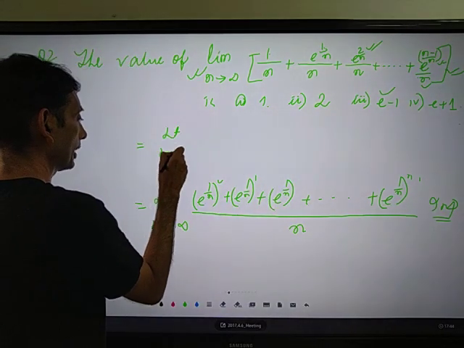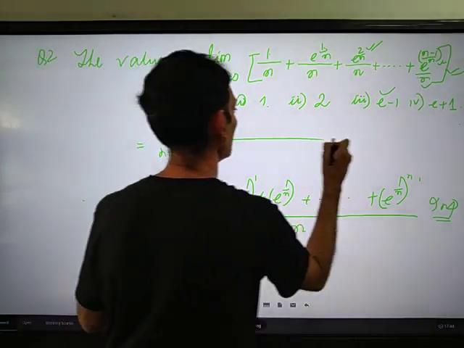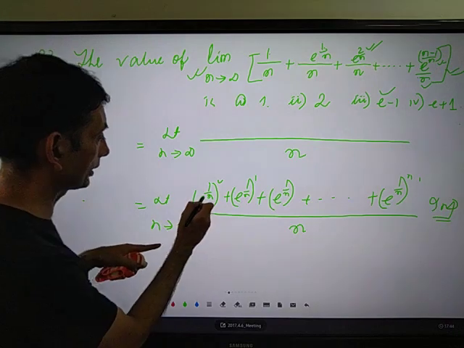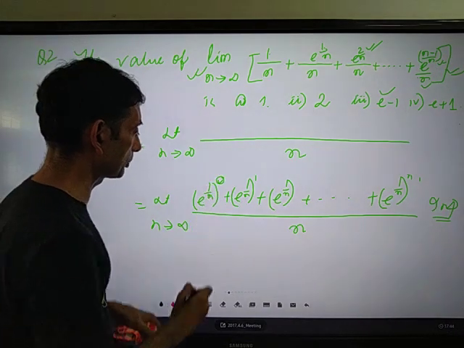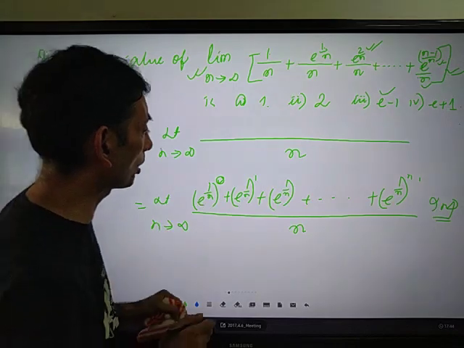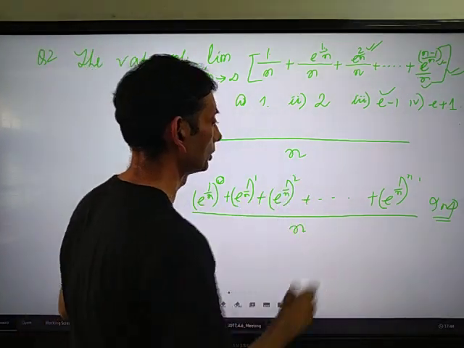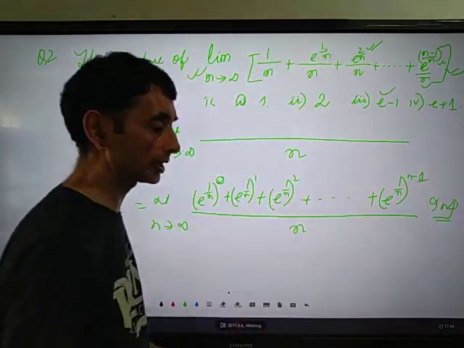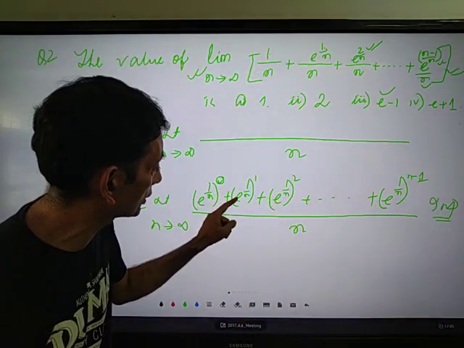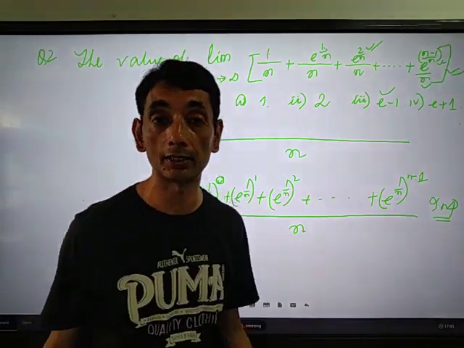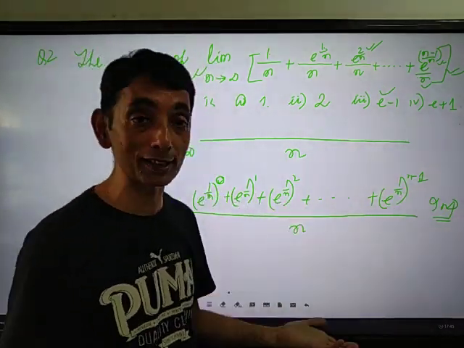Limit n tends to infinity. The denominator is n, and the first term is e to the power 1/n to the power 0, which we can take as 1. What is the common ratio? This is 1 and this is 2, and it goes like that up to n minus 1. The common ratio is e to the power 1/n, and from 0 to n minus 1, n number of terms are there.